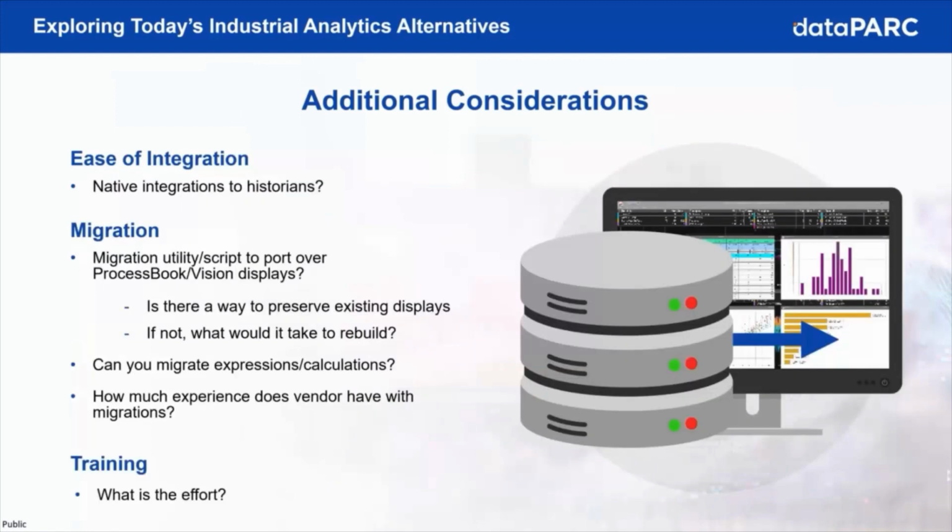Another consideration, especially if you're in the Pi Vision ProcessBook migration discussion, is how does it integrate with your existing data infrastructure? You've got historians. Can you provide easy, quick, native integration to those historians? If you have existing content, whether it be ProcessBook, Vision, some calculations, can you reuse that content and leverage the investments you've already made, or do you have to rebuild those applications?